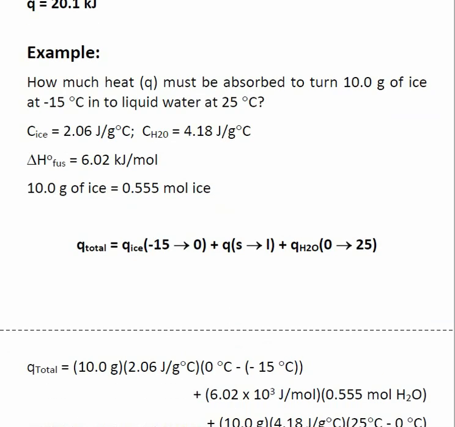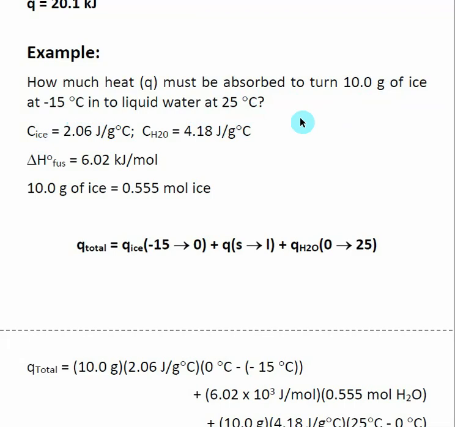So with this next example, we're taking it up a little tiny bit. And this is where it starts getting tricky, because one of the things you've got to remember is whenever we do a phase change, that phase change happens at a specific temperature. The other thing you've got to remember is that the specific heats of different phases are different, so we have to treat them differently. So when I look at this, I say how much heat must be absorbed to turn 10 grams of ice at negative 15 degrees C into liquid water at 25 degrees C.